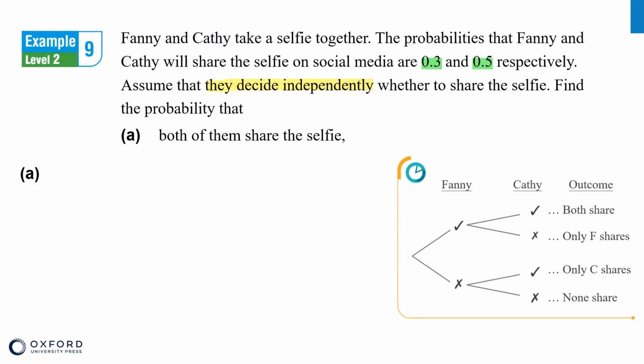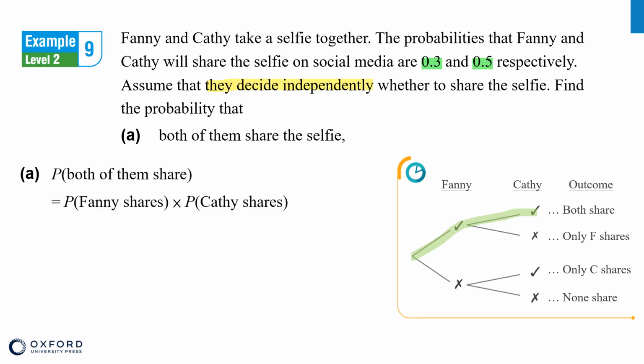In part A, we need to find the probability that both of them share the selfie. From the tree diagram, this is the favorable outcome. Since Fanny and Kathy decide independently whether to share the selfie, by the multiplication law of probability, we can multiply the probabilities of Fanny and Kathy sharing the selfie to find the required probability directly. The probabilities of Fanny and Kathy sharing the selfie are 0.3 and 0.5 respectively. Therefore, the required probability is 0.3 times 0.5. So the answer is 0.15.